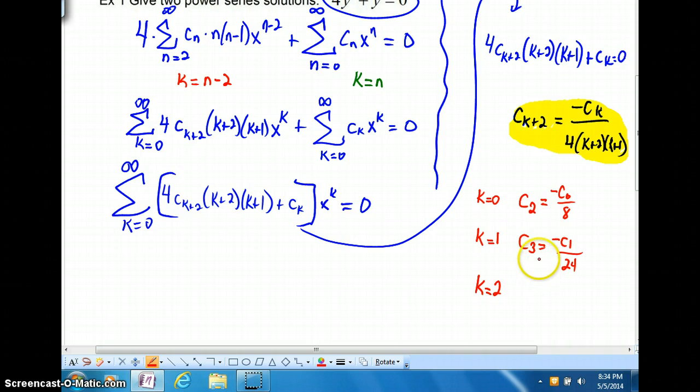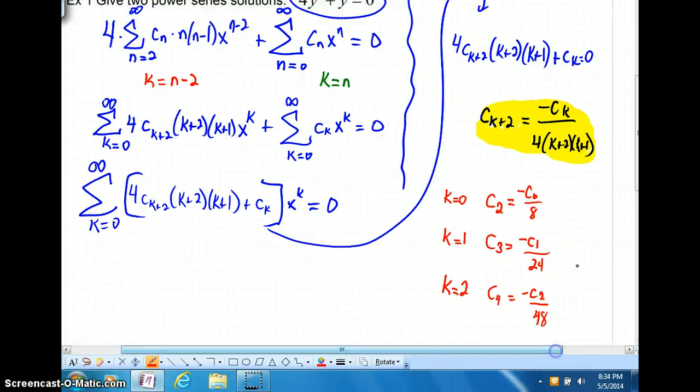Let's continue to adjust this. If k is equal to 2, go back up to what I've highlighted in yellow. You'd get c sub 4 would equal negative c sub 2. And down below we have 2 plus 2 is 4, 4 times 4 is 16, and then 2 plus 1 is 3, so we'd have 48. Now, if you look at k equals 0, you could see that c sub 2 is actually negative c sub 0 over 8.